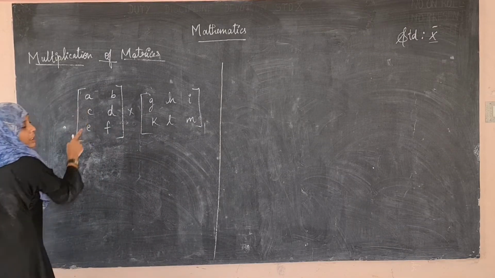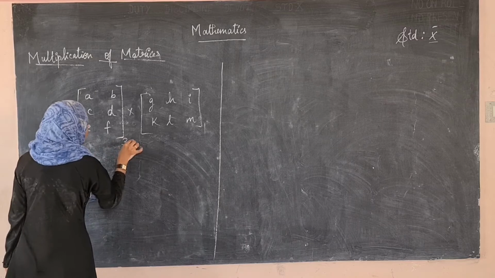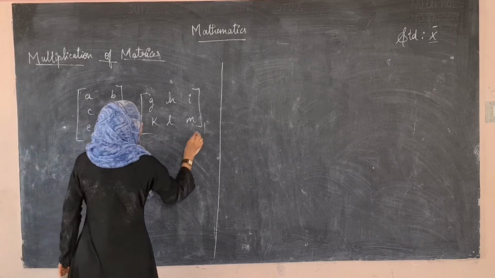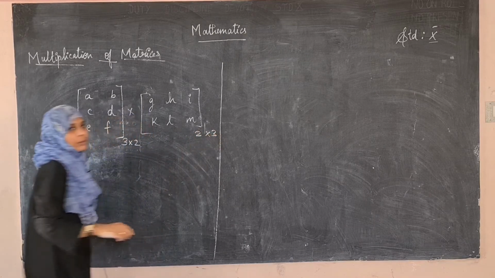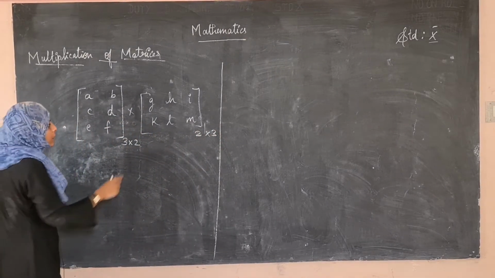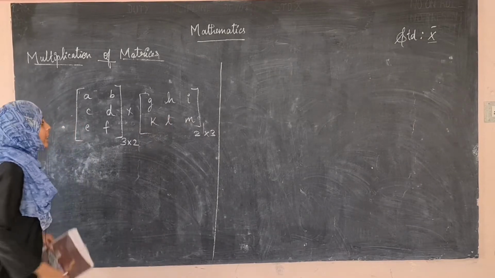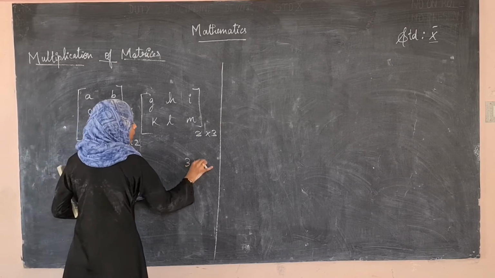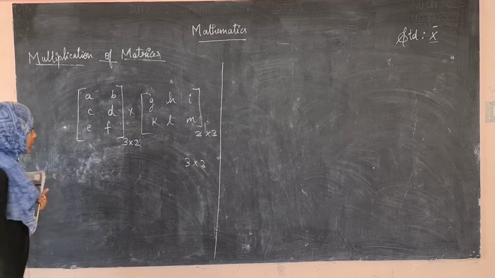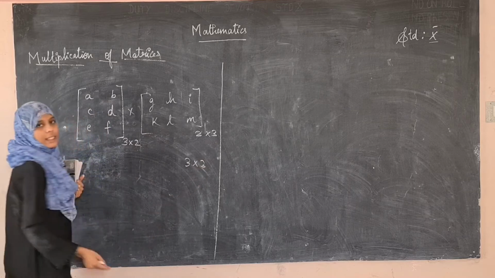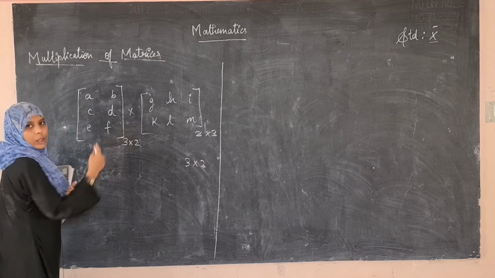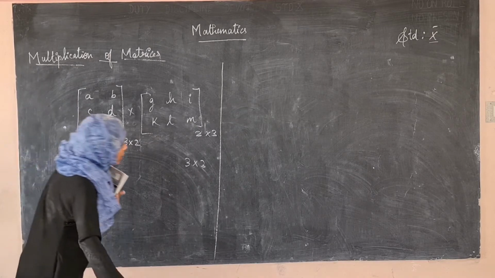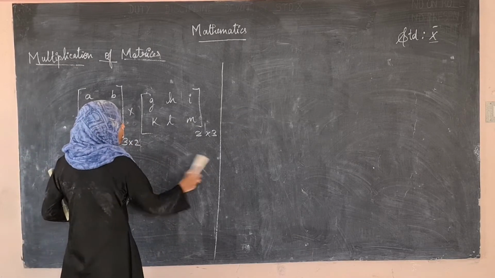See here, this is a matrix of order 3 cross 2, right? 3 rows and 2 columns. This is a matrix of order 2 cross 3, that is 2 rows and 3 columns. And the resulting matrix will be, if we take this 2 out, the remaining is 3 cross 3, right? The first thing and the last thing, the resulting matrix after multiplying this, that matrix order will be 3 cross 3. Okay. So we are going to get a matrix of order 3 cross 3.